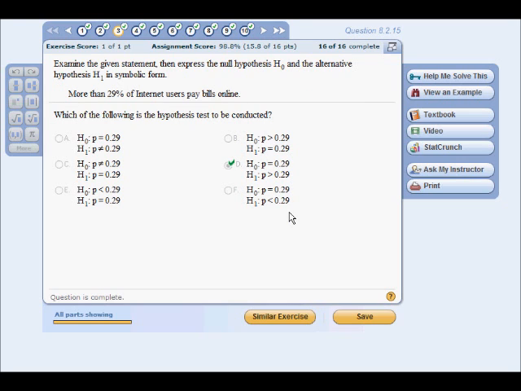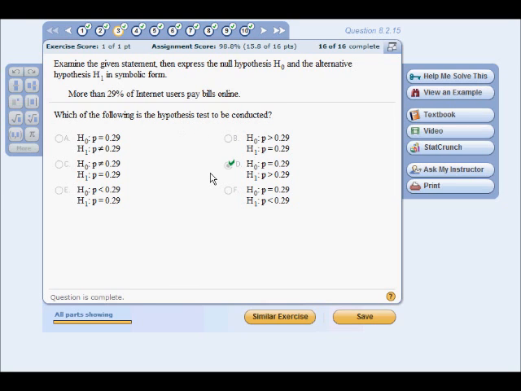Problem number 3. Exactly the same thing. Examine the given statement and express our null and alternative hypotheses. Our statement is more than 29% of internet users pay bills online. Which of the following hypothesis tests to be conducted?